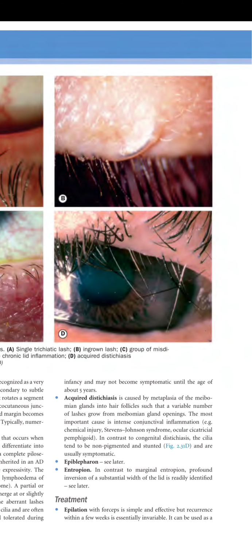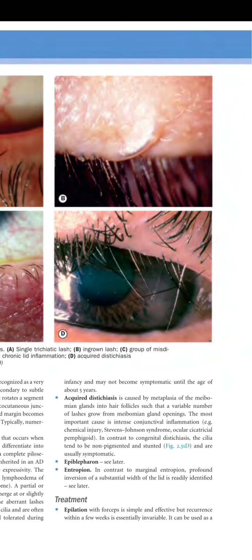Acquired dystrichiasis is caused by metaplasia of the meibomian gland into hair follicle such that a variable number of lashes grow from the meibomian gland opening. The most important cause is intense conjunctival inflammation, for example, chemical injury, Stevens-Johnson syndrome, ocular cicatricial pemphigoid. In contrast to congenital dystrichiasis, the cilia tend to be non-pigmented and stunted and are usually symptomatic.